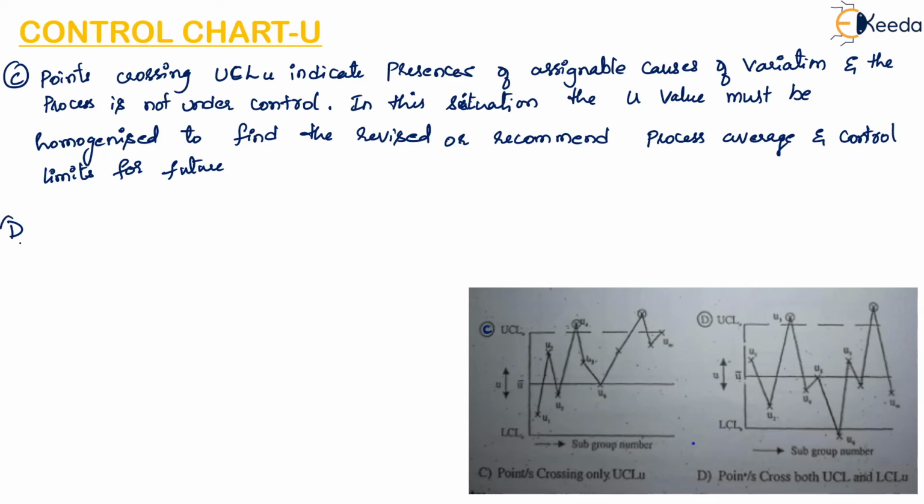The next figure, figure D, is showing that points are crossing both the upper control limit and lower control limit. It is indicating that there is presence of assignable causes for variation as well as a requirement for improvement in the process. So here we can see the points are crossing the upper control limit as well as the lower control limit.